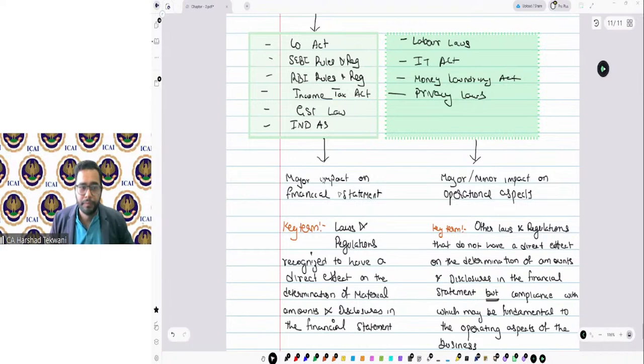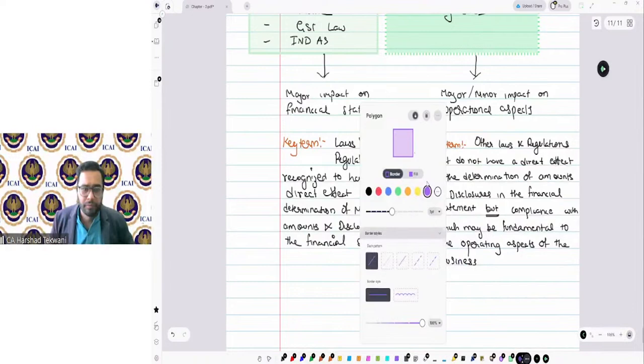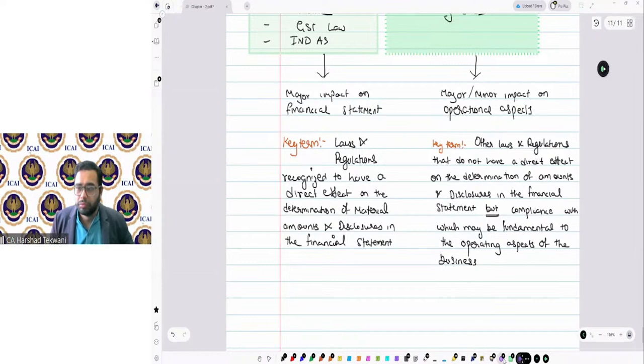Come on, guys. Do you think I'm going to audit both laws and regulations in the same manner? Yes, no. Do you think I'm going to audit both in the same manner? No, not in the same manner.